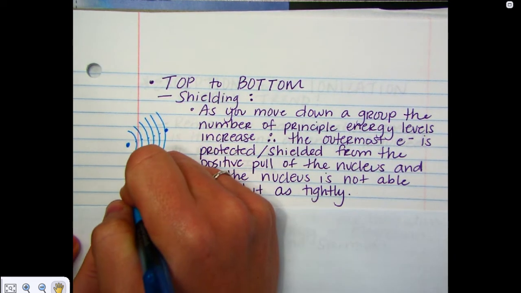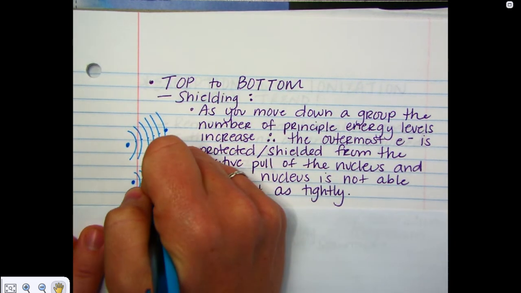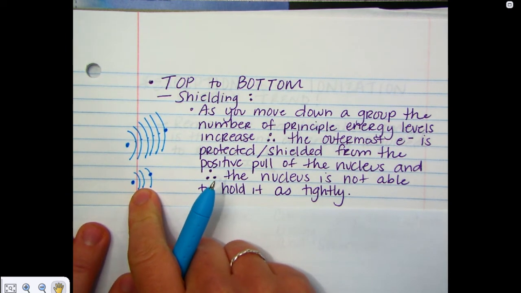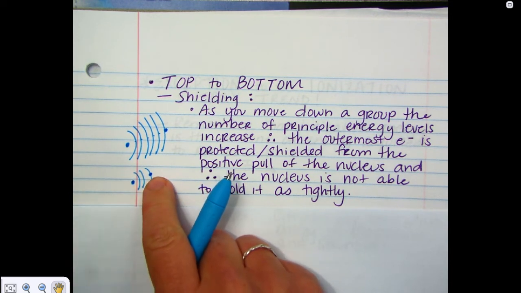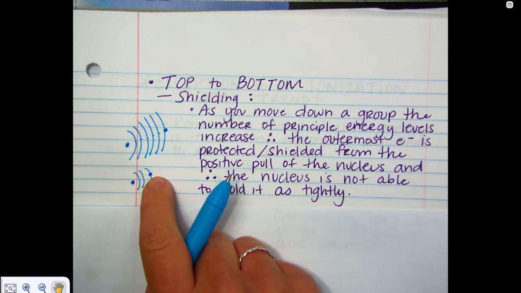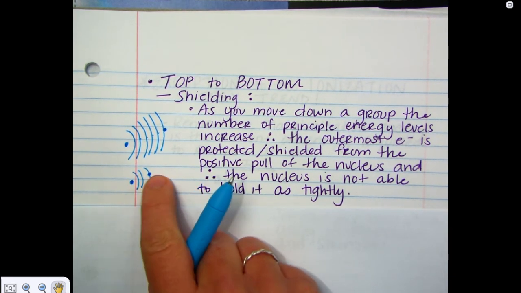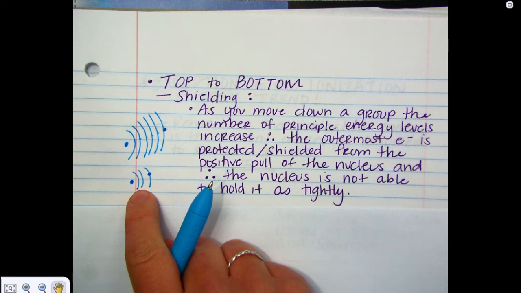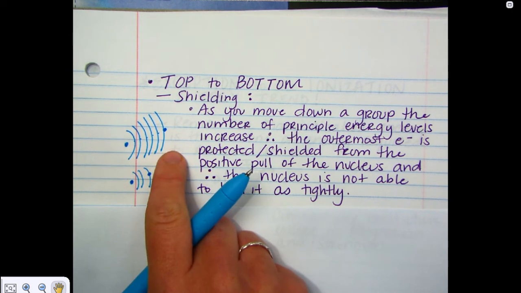But if I were to look at something, let's say it only had 1, 2, 3 energy levels, well, now there's only 2 layers of electrons in between the nucleus and the outermost electron. It's a lot easier for the nucleus to hold on to that electron. So shielding is about how many layers are in between the nucleus and that outermost electron. How tightly is the nucleus able to hold onto it? The less layers in between, the more tightly it can hold on. The more layers in between, the less tightly it's going to be able to hold on.